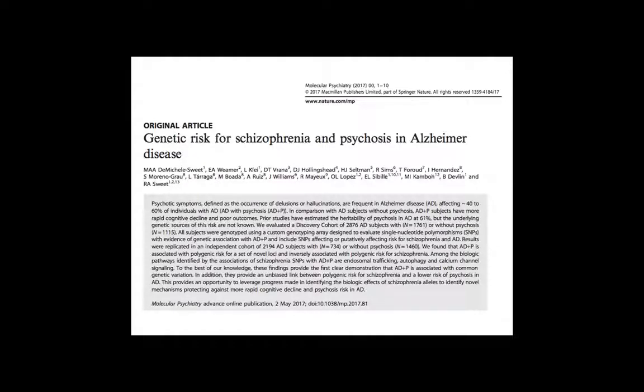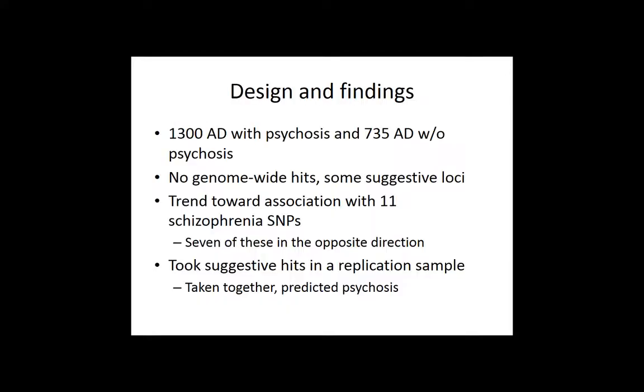So this isn't, do you have Alzheimer's or not? This is among people with Alzheimer's disease. Some people do differently than other people, and maybe there's a genetic basis for that, and that might be a key to understanding things. So they had 1,300 people with psychosis and 735 without. They didn't have any genome-wide hits, and they did some stuff with schizophrenia-related SNPs.